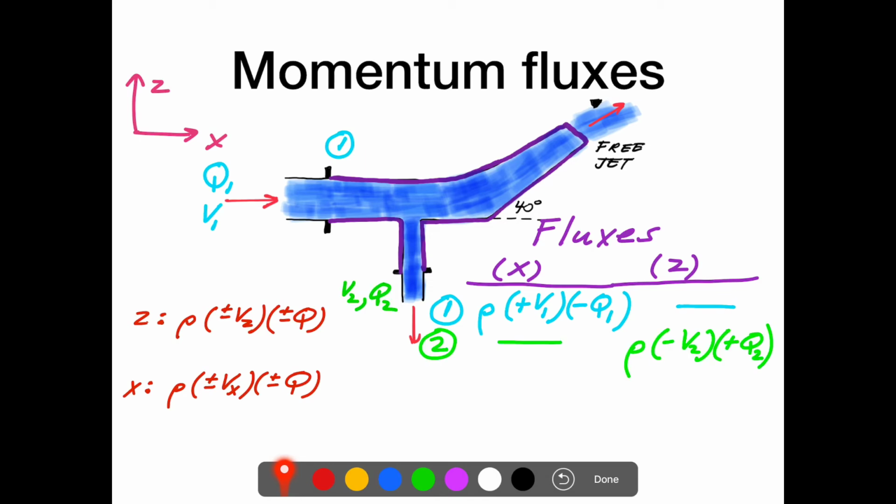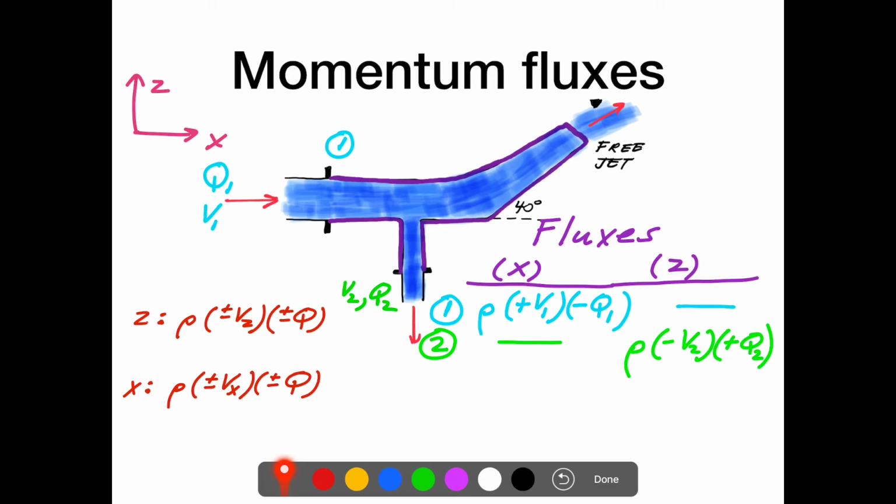Similarly, for number 2, all of the action is in the vertical direction, so we have nothing in the horizontal. We have a density times a negative V2. It's negative because that is the component of velocity in the vertical direction, and according to our coordinate system, that is in the negative z direction.